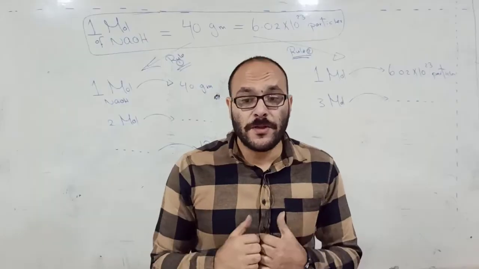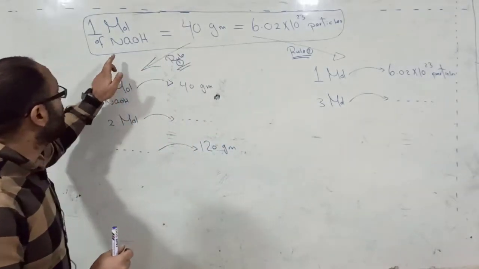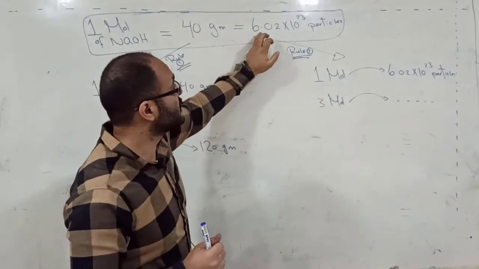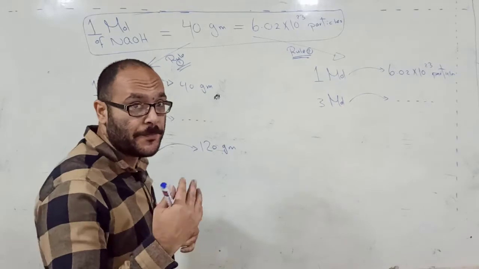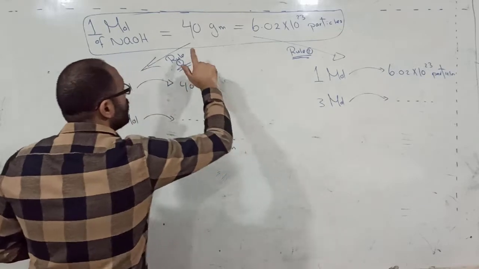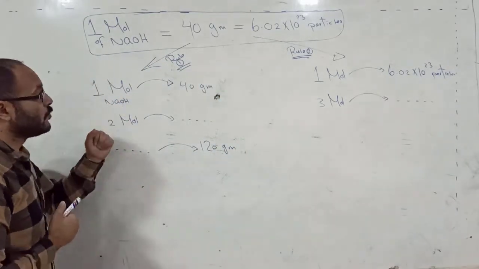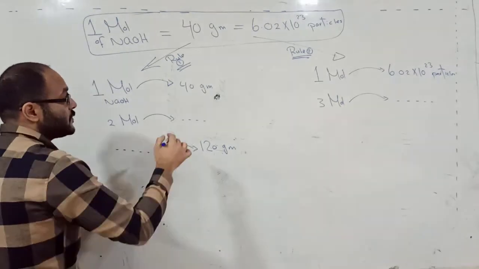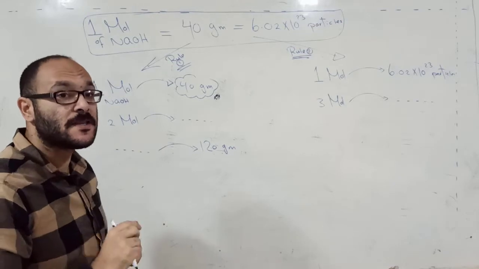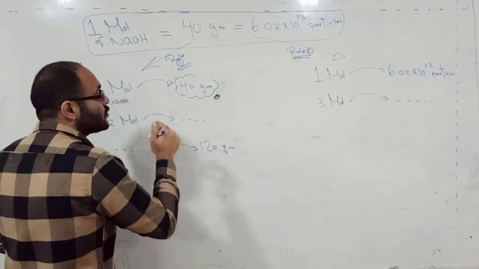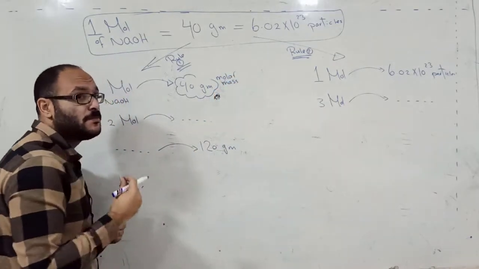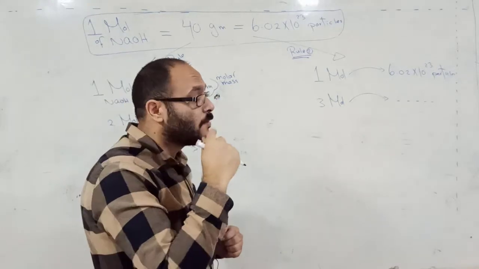Now you know that 1 mole of NaOH equals 40 gram, or equals 6.02 times 10 to the power 23 particles. From this relation, we will make 2 rules. Rule number 1: 1 mole of NaOH equals 40 gram. So 40 gram is not any mass. No, it's a special mass. It's the mass of 1 mole. So we call it molar mass. Molar mass means the mass of 1 mole.